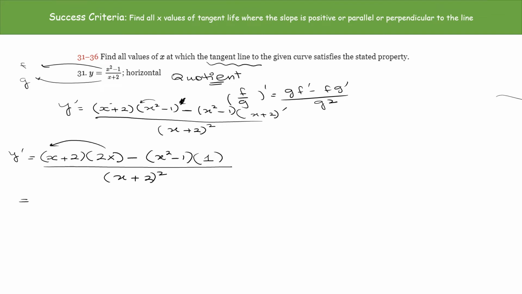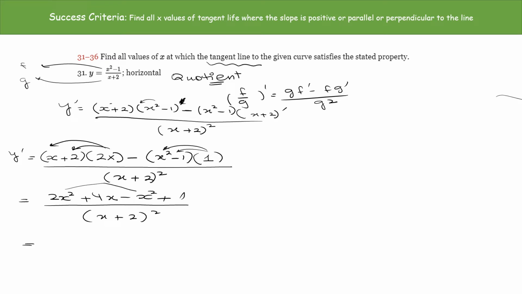Open the brackets using the distributive property. So we will get 2x times x, which gives you 2x squared, plus 2x times 2, so you will get 4x. Now open with the negative sign, that is you will get negative x squared positive 1, divided by x plus 2 whole squared. Add or subtract the like terms. So 2x squared minus x squared, you will get x squared plus 4x plus 1 divided by x plus 2 whole squared.